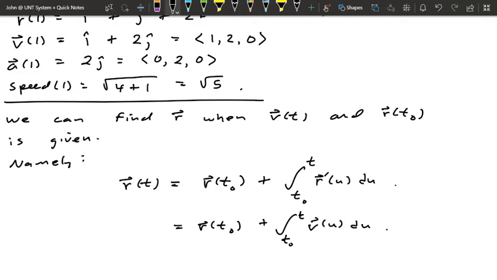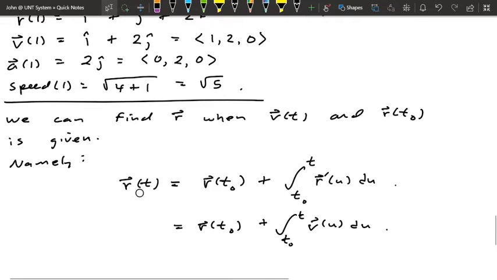And the reason that's true is this is simply the fundamental theorem of calculus. If you write it a little differently, if you write r(t) minus r(t0), that is exactly the definite integral from t0 to t of r prime. That's exactly the fundamental theorem of calculus, that statement. Now this formula is true for any vector function r.